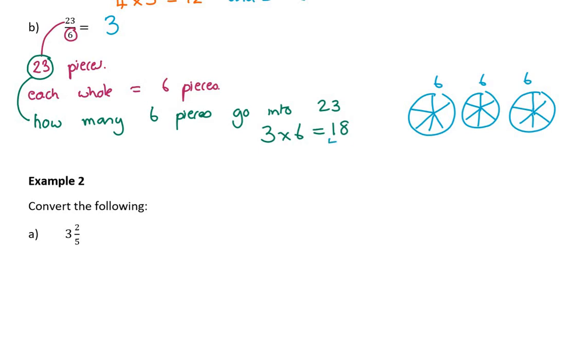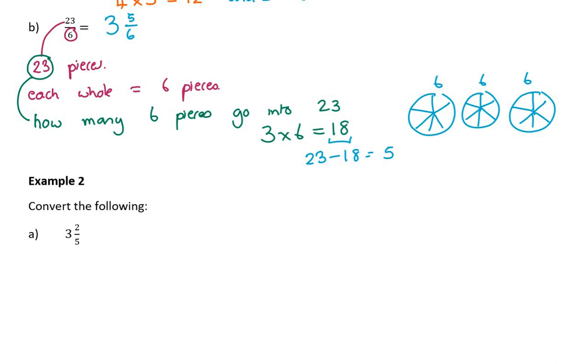Now if you have 18, how many left over? Well, 23 minus 18 would be 5 pieces. So there are 5 pieces out of the 6 in the 4th cake that you have here. Now if you put 23 over 6 into your calculator, it doesn't convert an improper fraction to a mixed number for you. So you have to know how to convert an improper fraction to a mixed number, and then you can check on your calculator.